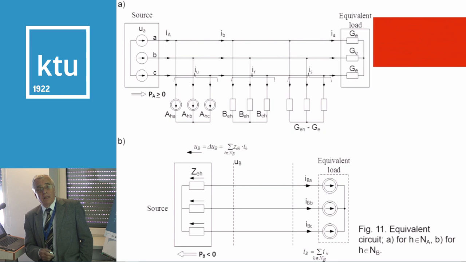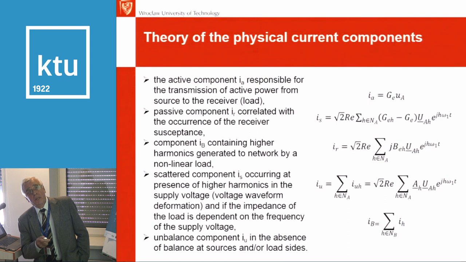In the other case, the load is a nonlinear load and sends energy back to the source. In this case, the load becomes the source and the source becomes a load. As I already said, we distinguish here a few components. That's the active component, which is responsible for the active power from source to load. This is the scattered component. The scattered component occurs in the presence of harmonics in the supply voltage or when the impedance of the load depends on frequency.